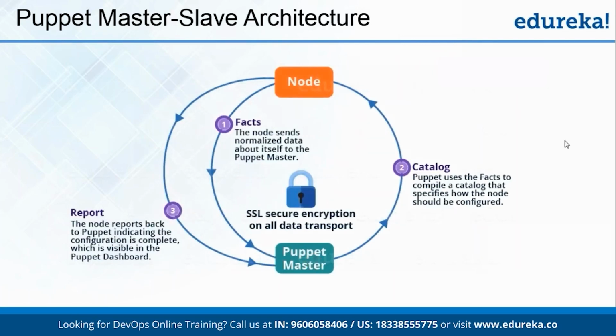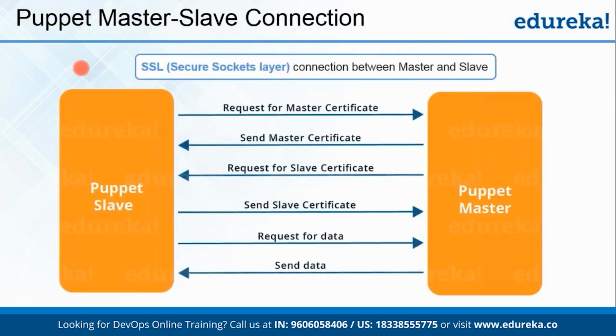Alright guys, so we'll move forward and we'll see how the connection between the Puppet master and Puppet node actually happens. So this is how the Puppet master and slave connection happens. First of all, the Puppet slave requests the Puppet master certificate. Once Puppet master receives that request, it will send the master certificate. And once the Puppet slave has received the master certificate, Puppet master will again send a request to the slave regarding its own certificate. So it will request the Puppet agent to send its own certificate. The Puppet slave will generate its own certificate and send it to Puppet master.